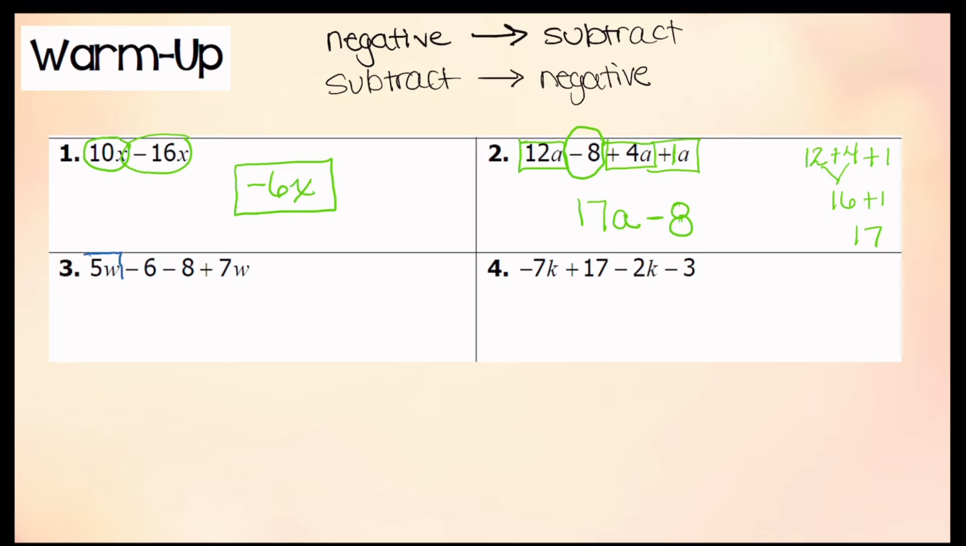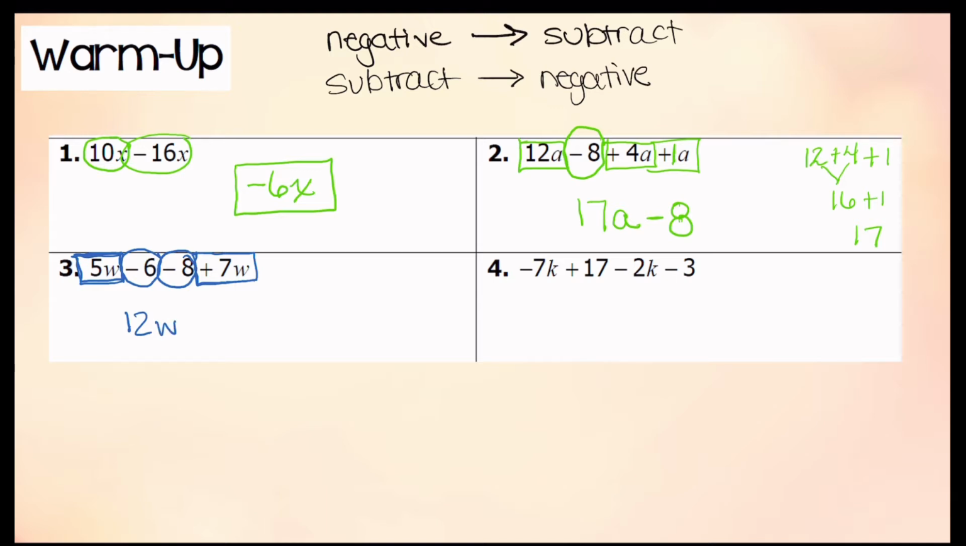I have 5w. That is a variable term, so I'm boxing it in. I'm going to go down my row. I see a 7w. Look what I'm including in the box. I included the sign that's in front. Okay, there's no more w's. So now I have a negative 6 and a negative 8. Ladies and gentlemen, if I combine 5 w's and 7 w's, they're both positive. So 5 plus 7 is 12w.